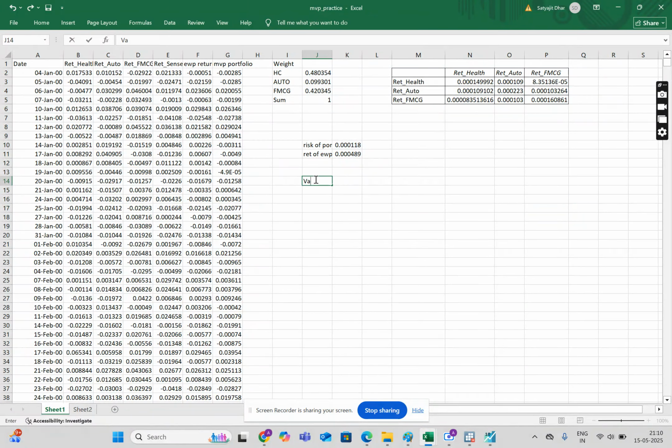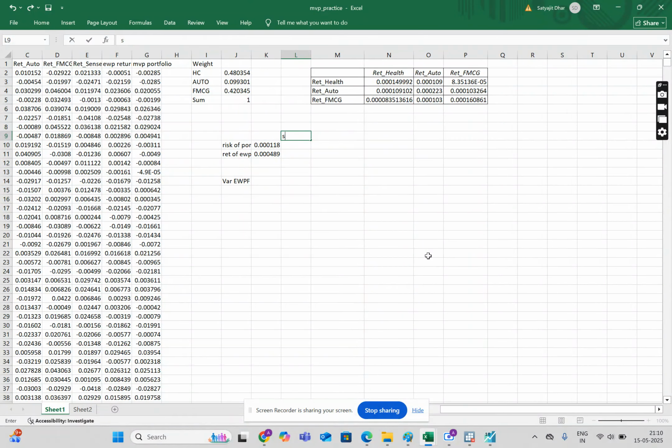So first let us find the VaR of EWPF, that is the equally weighted portfolio. We are assuming that we have invested rupees 100 in total in the portfolio. This is how we calculate it. This is the risk of the portfolio. We find the standard deviation of the risk. This risk is in the variance format, so I will write standard deviation.